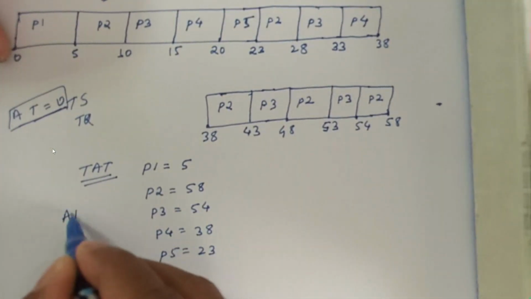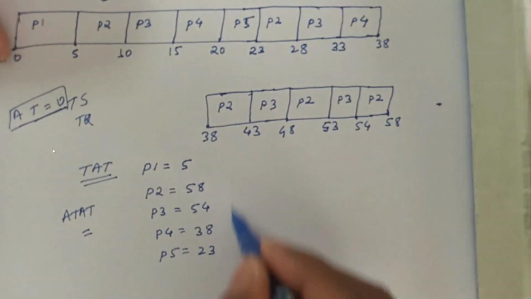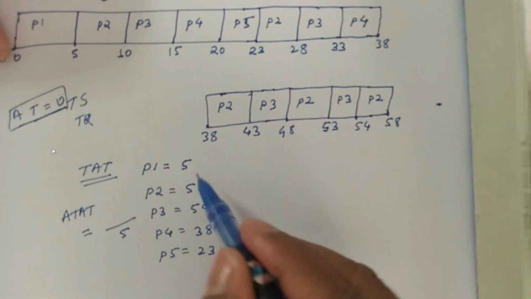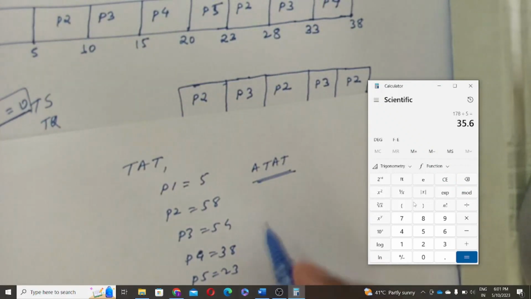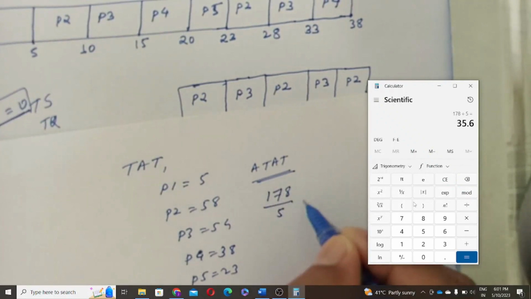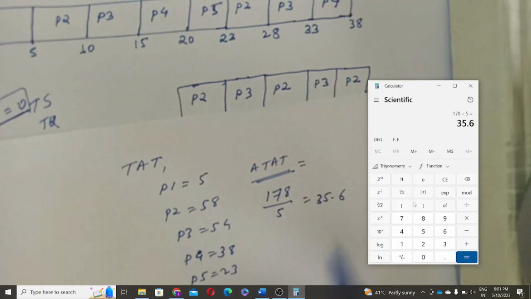So average turnaround time is equal to addition of all these divided by total number of processes. Alright, so you can do the addition and divide by the number of processes. The number of processes here is 5. Let's do the addition. So that addition comes to 178, divided by 5. So that answer is equal to 35.6 units or ms.